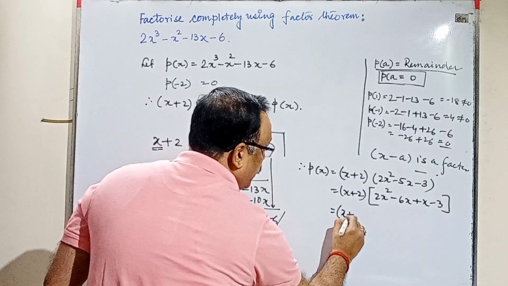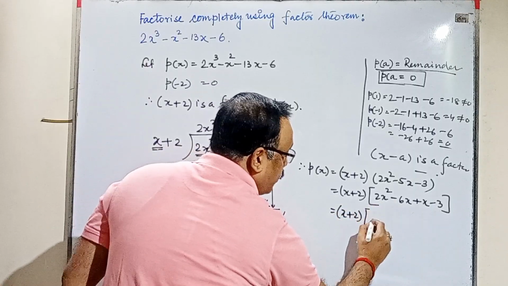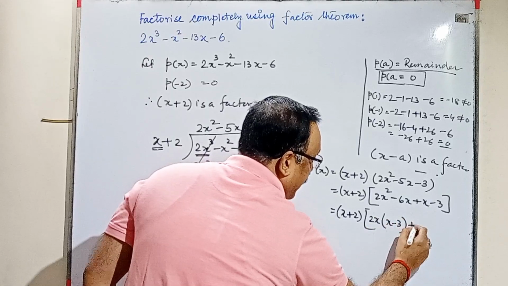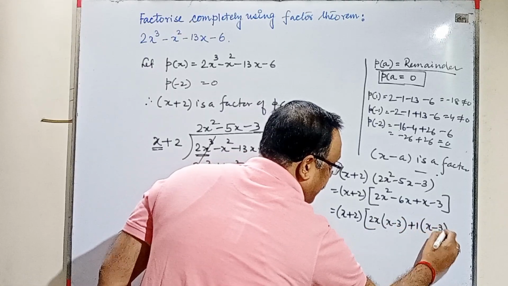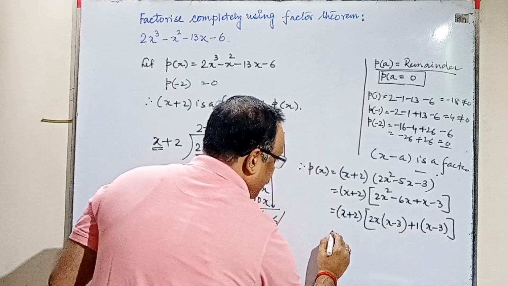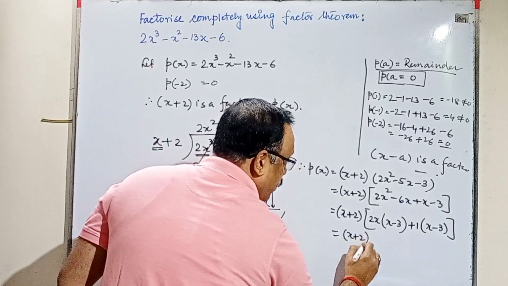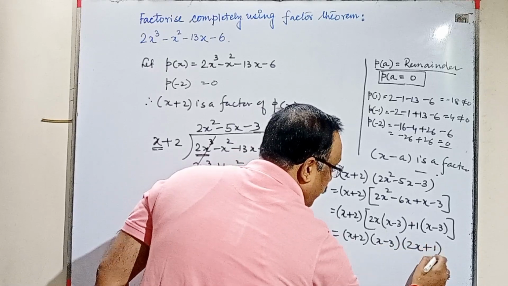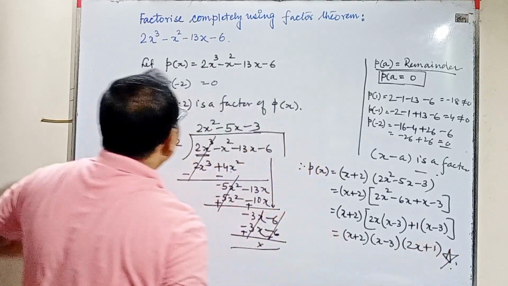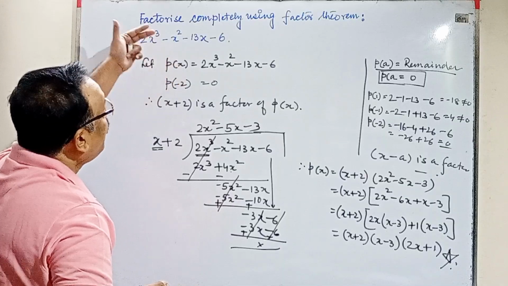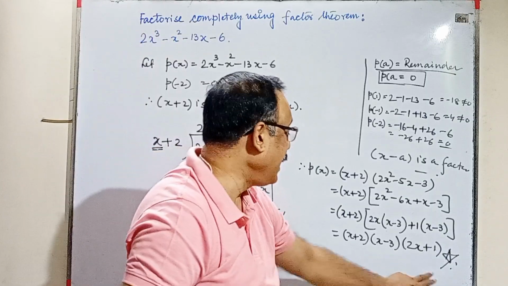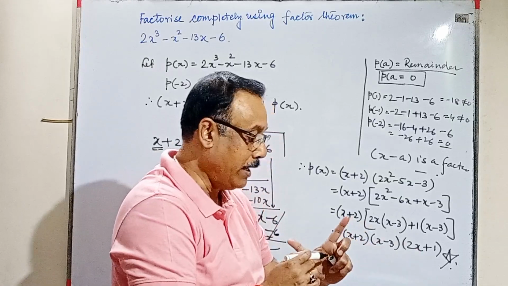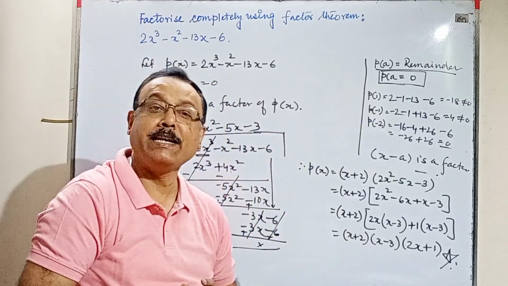So this is x plus 2. From the first two terms I can take 2x common, so I'm left with x minus 3. From this one I can take 1 common, so I'm left with x minus 3. So I got both the factors same. If I take common, x plus 2 into x minus 3 into 2x plus 1. So that is my answer. So this was the question. This factorized completely. So we got the 3 factors, x plus 2, x minus 3 and 2x plus 1. It's a very important type of question for class 10 ICSE.